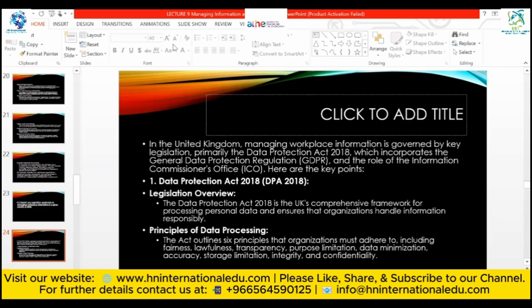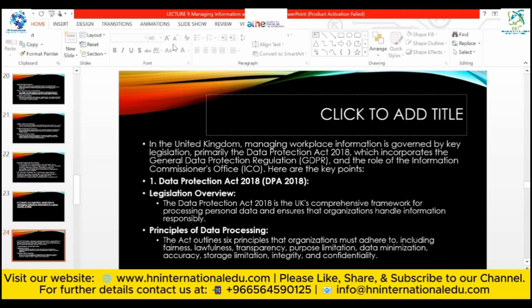In the United Kingdom, managing workplace information is governed by key legislation, primarily the Data Protection Act 2018, which incorporates the General Data Protection Regulation (GDPR) and the role of the Information Commissioner's Office (ICO). Now, these are the terms of the act which I cannot change or explain in more detail. The least I could do is give you a real life example at the end, because these are set acts, set laws which nobody can change after the approval of the government.